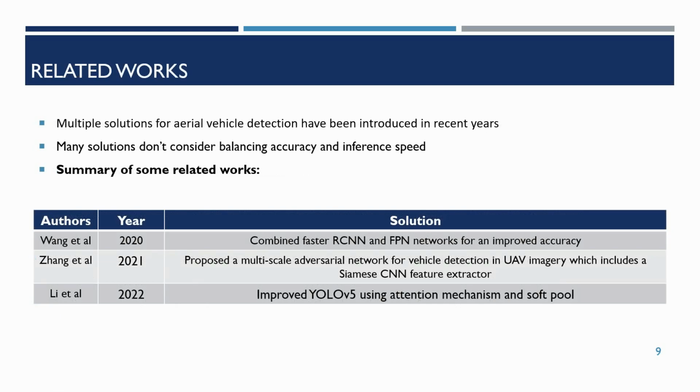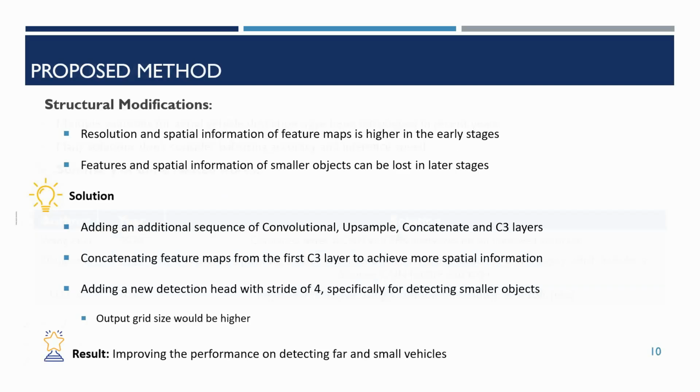Multiple solutions for aerial vehicle detection have been introduced in recent years. Many solutions don't consider balancing accuracy and inference speed, which is our goal. A summary of some related works can be seen in the following table, including Wang et al. 2020, who combined Faster R-CNN and feature pyramid networks for an improved accuracy. Zhang et al. in 2021 proposed a multi-scale adversarial network for vehicle detection in UAV imagery, which includes a CNN feature extractor. And we improved YOLOv5 using attention mechanism and soft pooling.